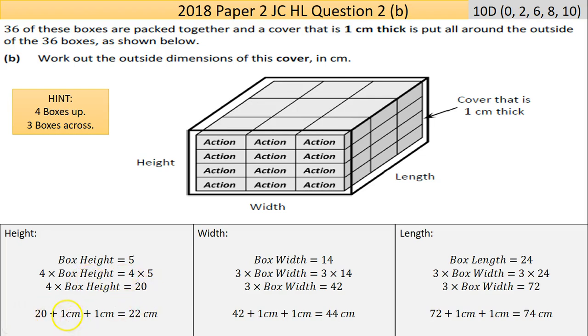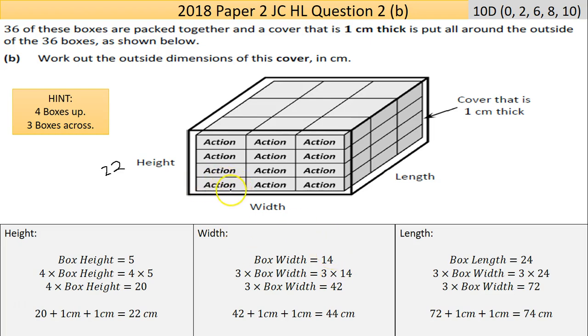Then you have the 1 and the 1 either side of it, and you've got a total there of 22 centimeters. So that height there is 22 centimeters. I'm not going to bother with the units. Now the width's the same basic principle. We know the width of the box there was 14.